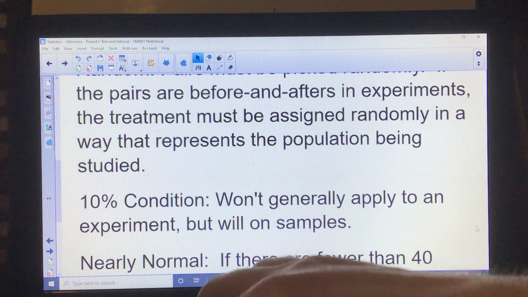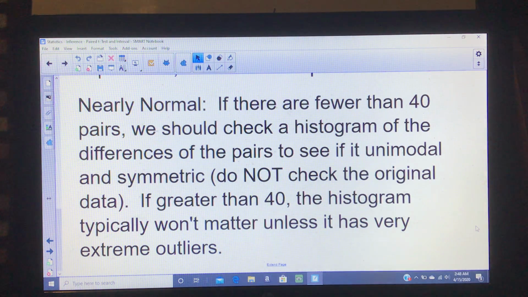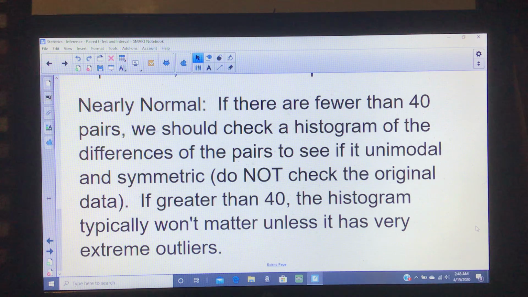And then that nearly normal condition. Being that we're considering the list of data as one single object, we're not going to have to check the list size of two separate things. Those list sizes should be the same anyway. We just need to know how many pairs we have. So the nearly normal condition says, like we've always had before in these other procedures, that if we have more than 40 pairs, the central limit theorem will kick in.